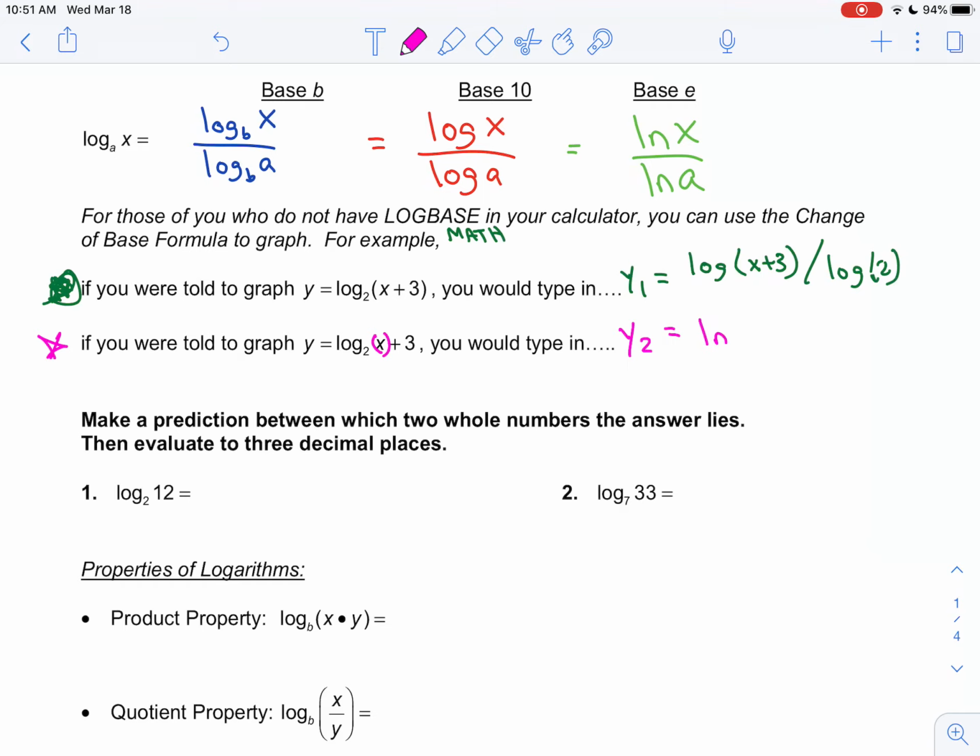So I could go natural log of x divided by the natural log of 2, and then tack on that vertical shift up 3. Awesome.